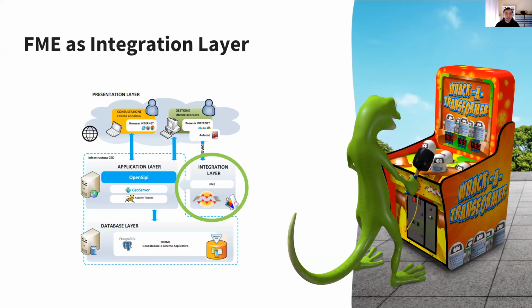Let's move on to the OpenCP application tier. As you can see, we have different layers, database layer, application layer, and presentation layer with different components. We have the database, the application server, map server, and browsers. And as you can see inside the green circle, we have FME server as integration layer.